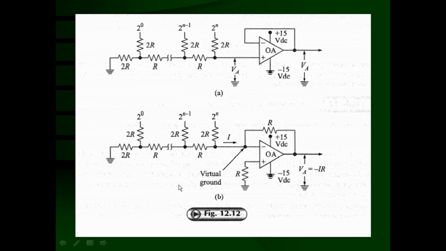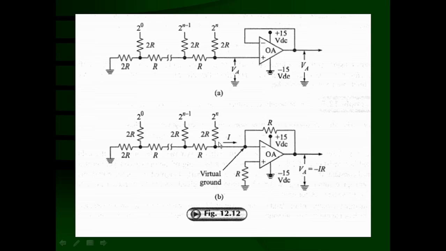While in this one, you can see that the output of the ladder network is connected to the inverting terminal of the op amp. Moreover, there is a feedback resistance R connected here. So this is a current to voltage amplifier. So the input of this one is going to be the current. This will act as a virtual ground, and here the voltage is going to be 0 volt.